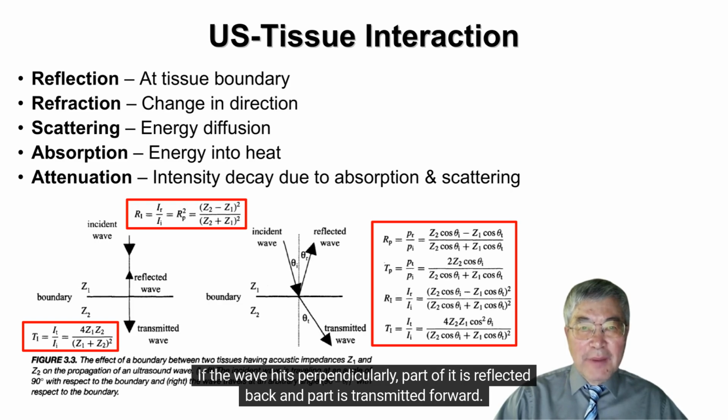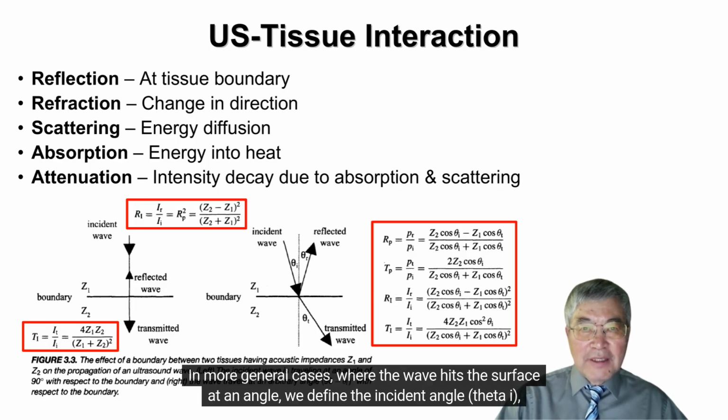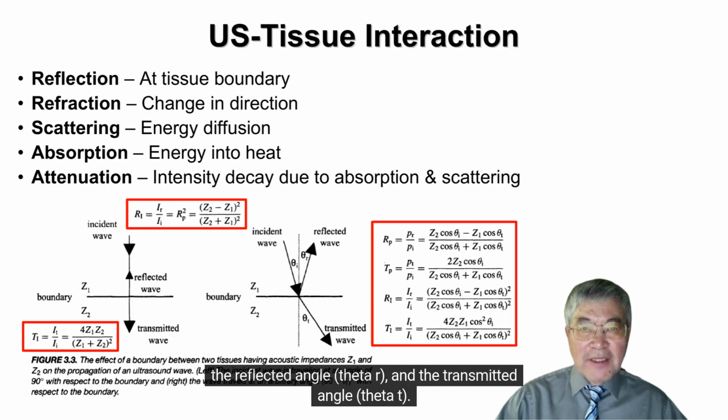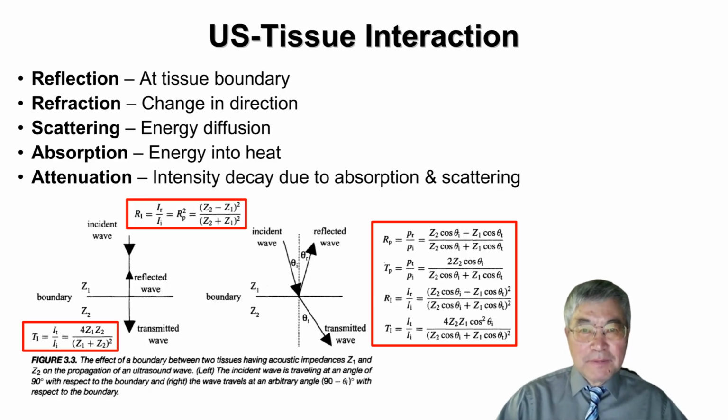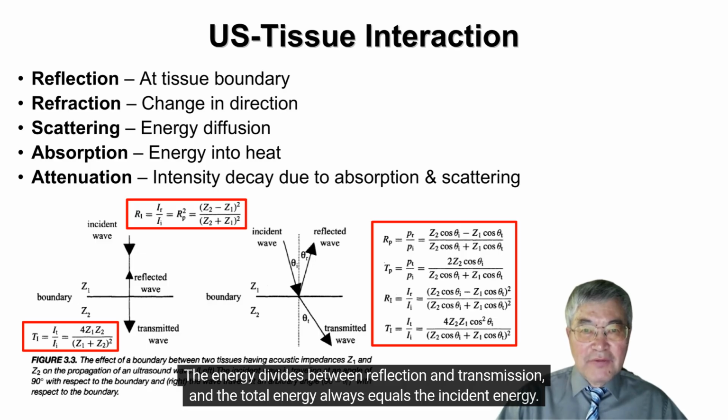If the wave hits perpendicularly, part of it is reflected back and part is transmitted forward. In more general cases, where the wave hits the surface at an angle, we define the incident angle, theta I, the reflected angle, theta R, and the transmitted angle, theta T. The incident angle equals the reflected angle, but the transmission angle can differ depending on the material properties. The energy divides between reflection and transmission, and the total energy always equals the incident energy.